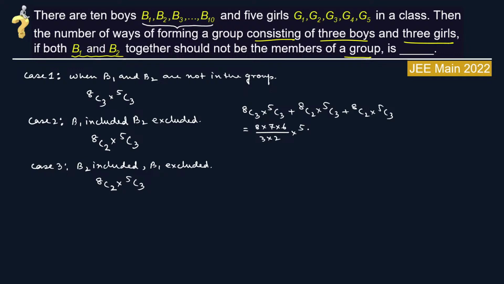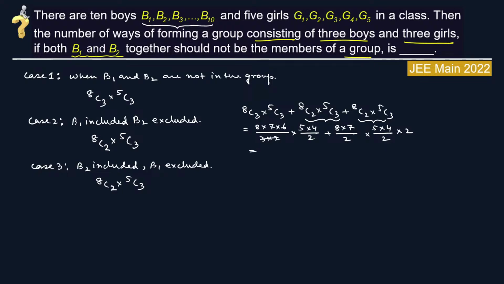5C3 is the same as 5C2, so it will be 5 into 4 divided by 2. 8C2 is 8 into 7 divided by 2. 5C3 again is the same as 5C2, so it will be 5 into 4 divided by 2. And these two things are the same, so I'm simply multiplying this with 2.